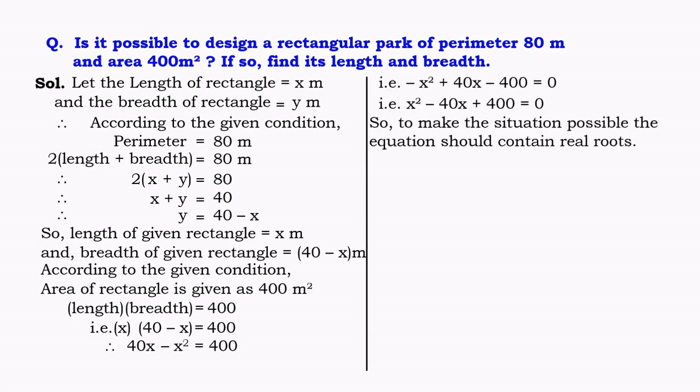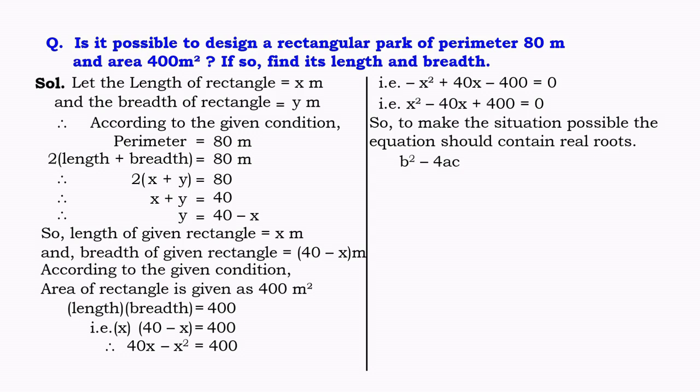We have obtained a quadratic equation. To determine whether the given situation is possible, the quadratic equation must have real roots. For that, let us calculate the discriminant. The discriminant is given by b square minus 4ac. Here, a equals 1.